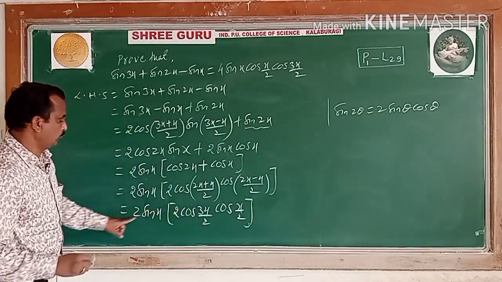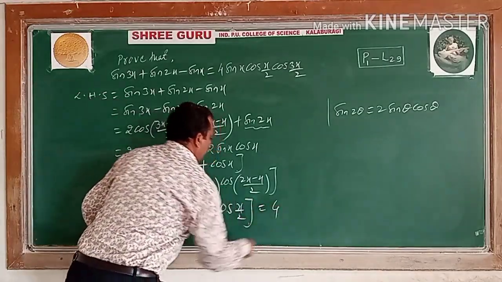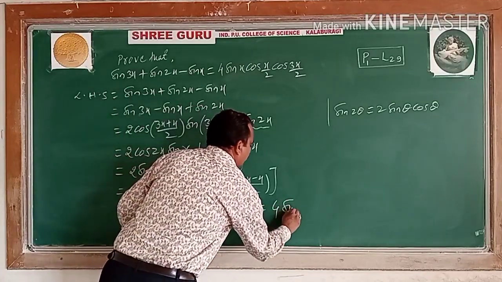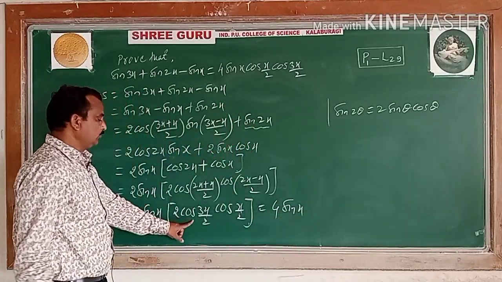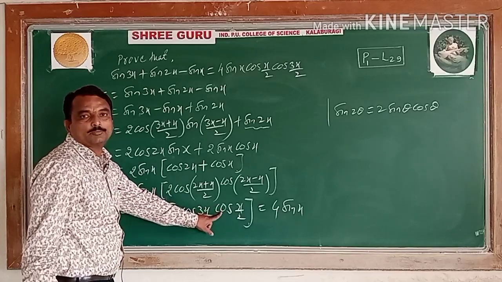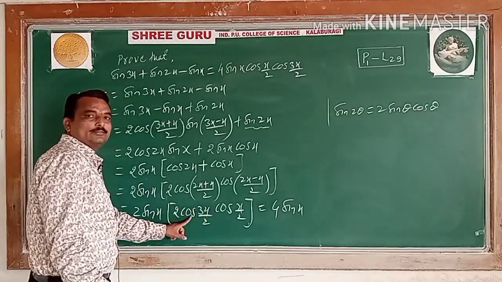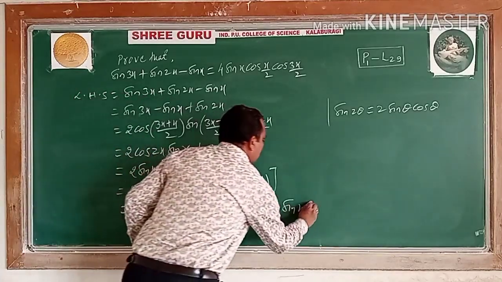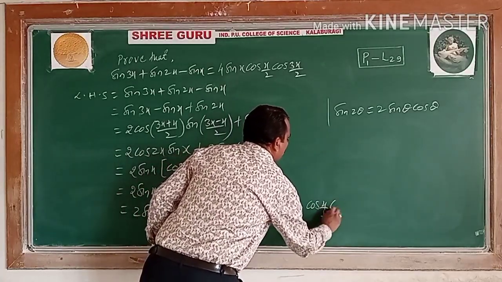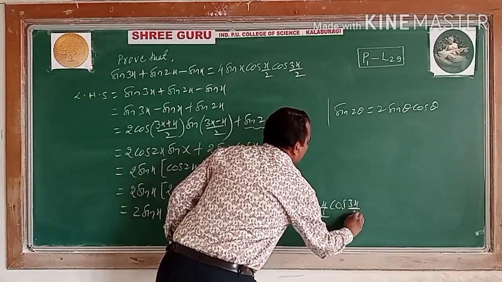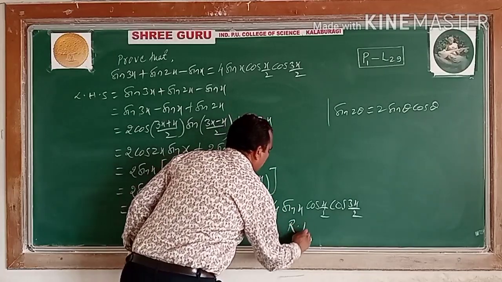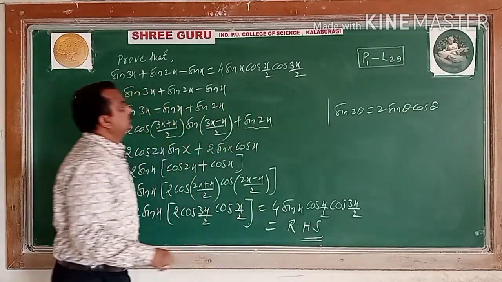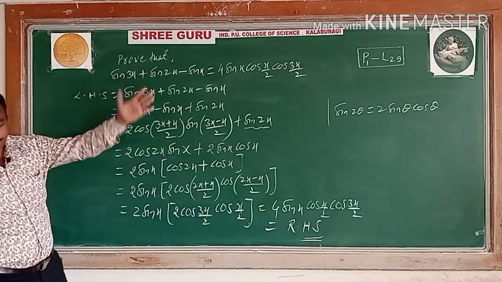2 into 2 is 4, so 4 into sin x into cos 3x by 2, cos x by 2, or cos x by 2, cos 3x by 2. In terms of product it is cos x by 2, cos 3x by 2. You may write any terms first. So this is your RHS here.